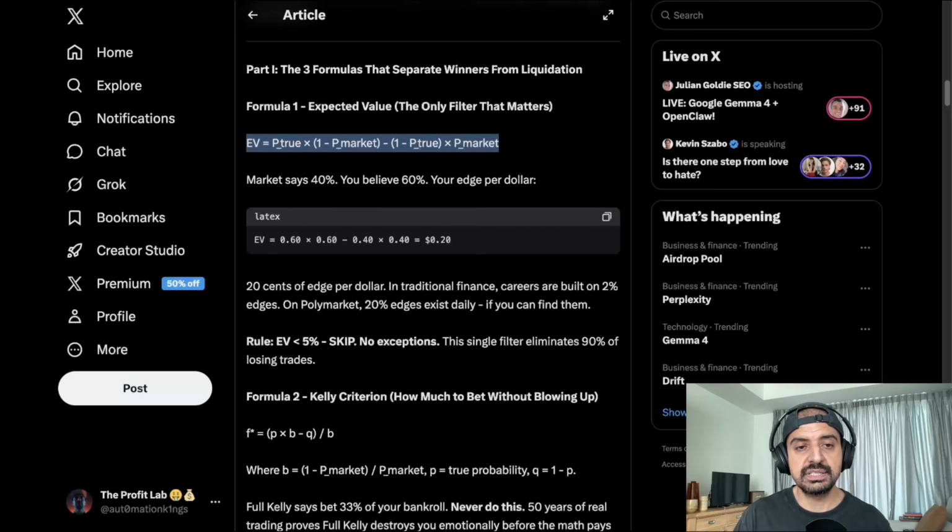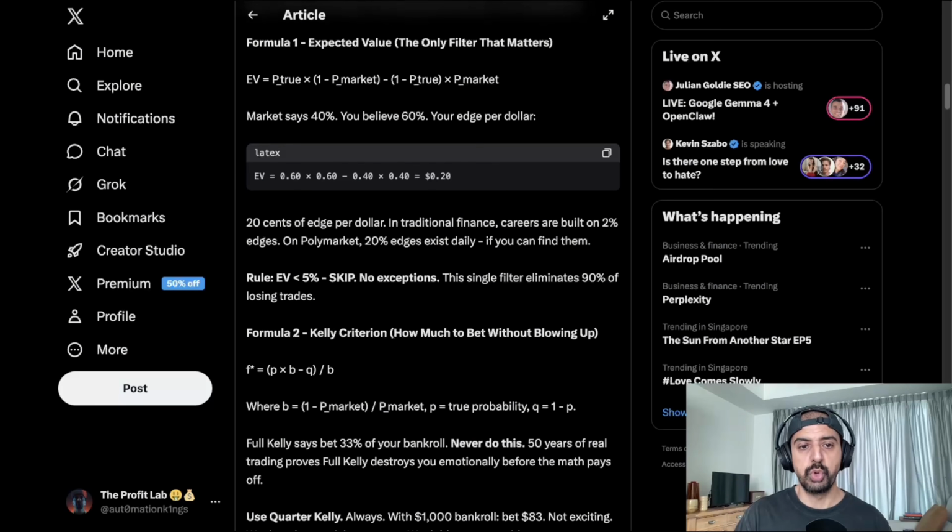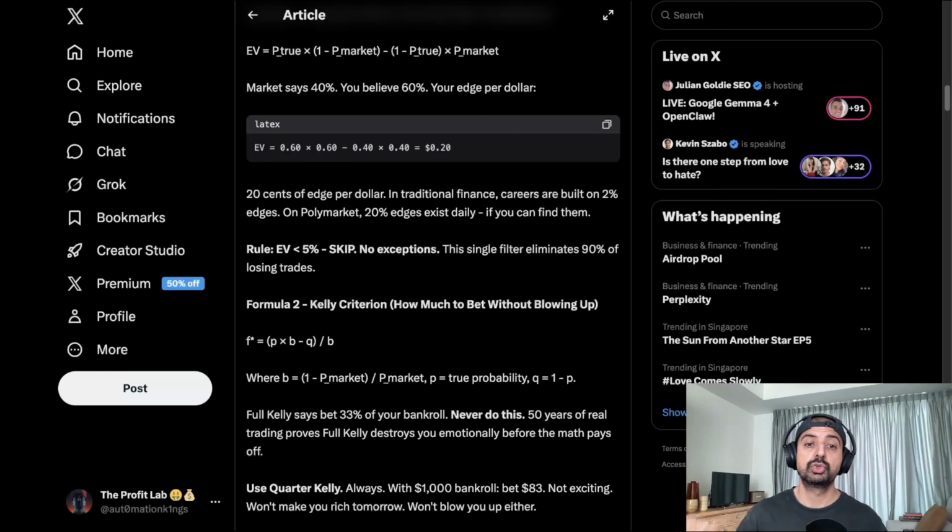So fundamentally, what that means is that if the market says 40%, you believe 60%, your edge per dollar is this value here. So he's just basically plugged in this formula with real numbers. So you're basically going to make 20 cents on every dollar traded, which is what he's telling you here. So in traditional finance, what this means is that you have a 2% edge. But on Polymarket, 20% edges exist if you know how to find them.